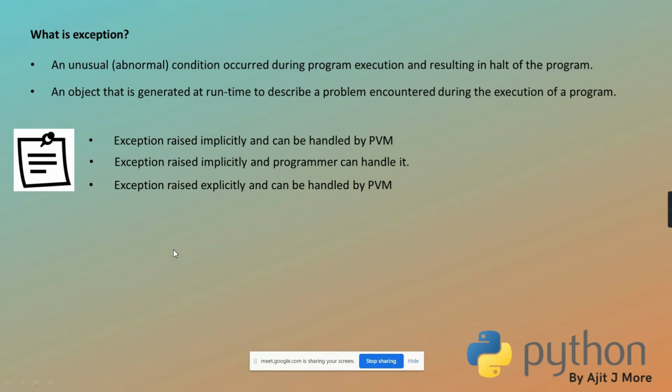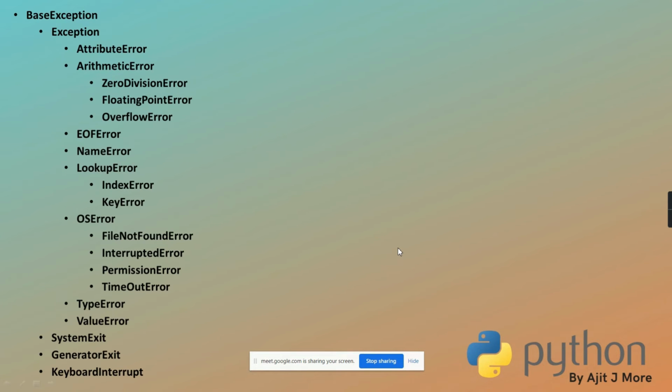These are all wrong values. Or you are entering an email ID and in that email ID the @ is not there. So these are conditions which are not pre-listed. It's not from the pre-listed problems. It is your user-defined problem. So exception is raised by whom? We people. And finally, raising explicitly and handling also explicitly. So we are raising it explicitly and handling also explicitly. So all these four possibilities Python has given to you.